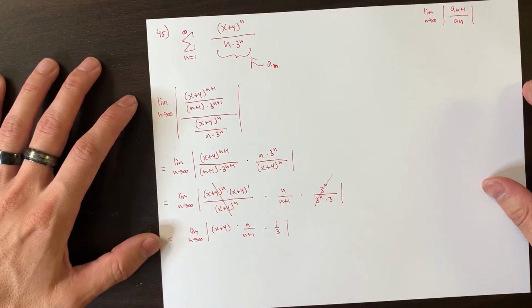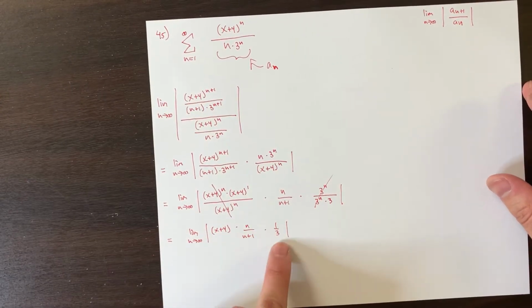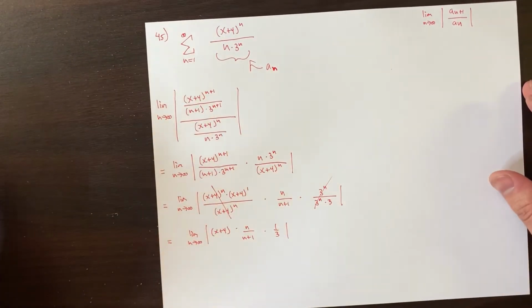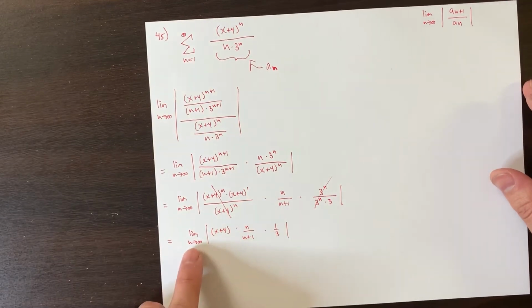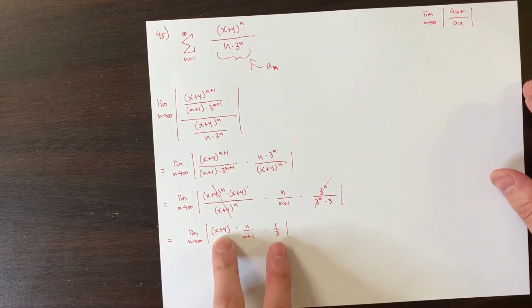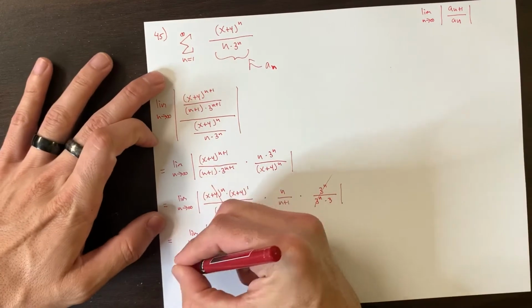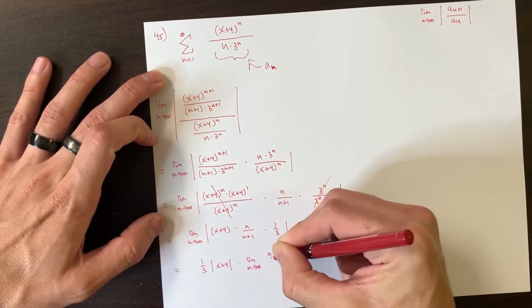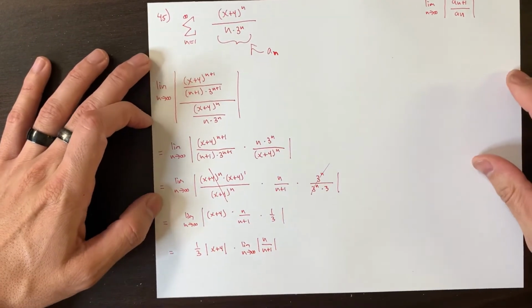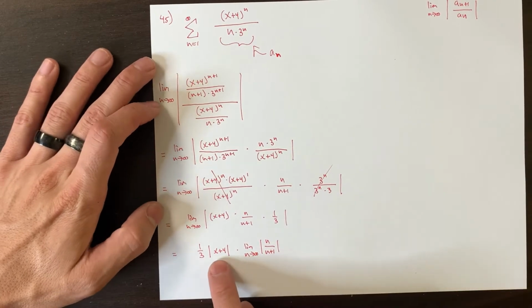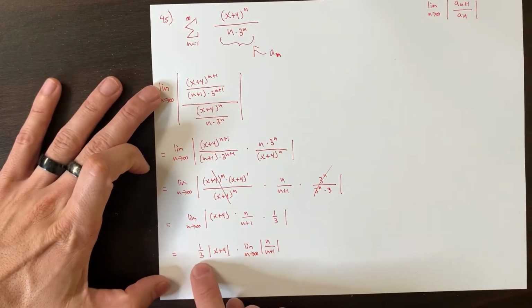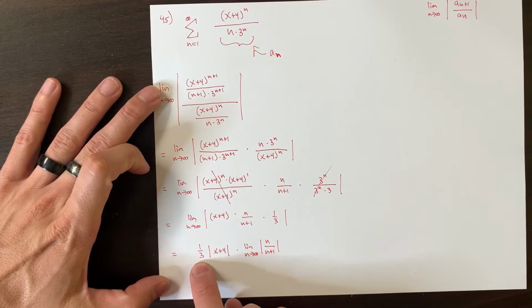Now, what I want to do is, whatever does not depend on n, I'm going to sort of take out of the limit because the limit only involves n. So these pieces here, I'm going to take them to the outside. So here's what I'm left with. And notice that I kept the absolute value bars on the x plus 4, but not the 1/3 because the absolute value of 1/3 is just 1/3.